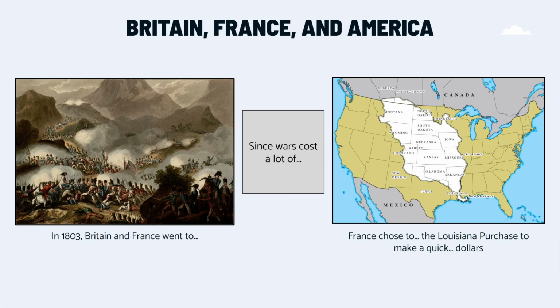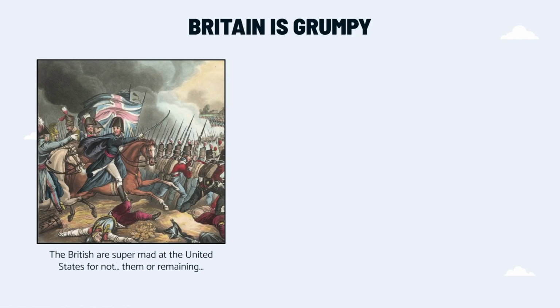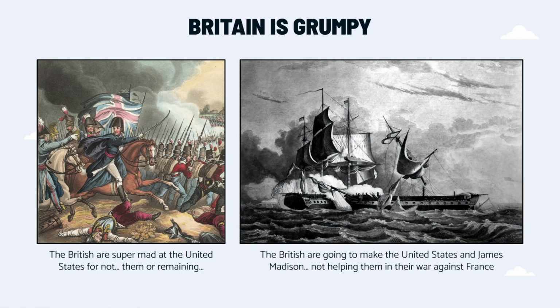So as time goes on and as Madison gets into office, we start seeing some things that change. And the first is this. Britain is grumpy. So the British are super mad at the United States for not helping them or for remaining neutral. We chose not to do either of these. We don't really directly help France in the war, but we indirectly do it by giving them that $15 million. And the British are going to make the United States, and specifically James Madison, regret not helping them in their war against France. Madison comes into office, and Britain is going to show them who the dominant country is.